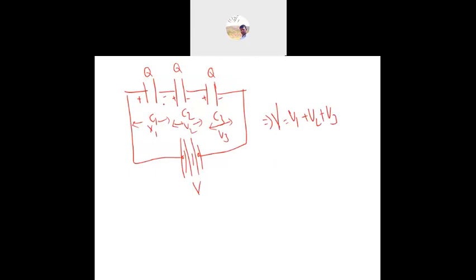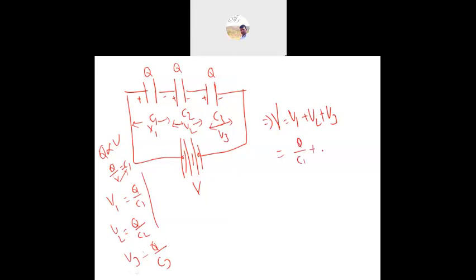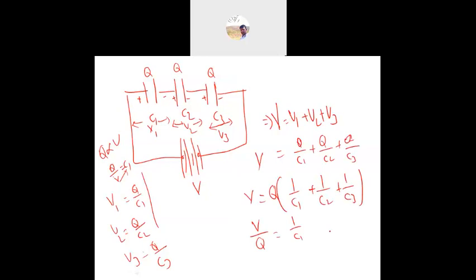Here Q is directly proportional to V, so Q by V is equal to C. Similarly V1 = Q/C1, V2 = Q/C2, V3 = Q/C3. Taking Q as common, we get V/Q = 1/C1 + 1/C2 + 1/C3.